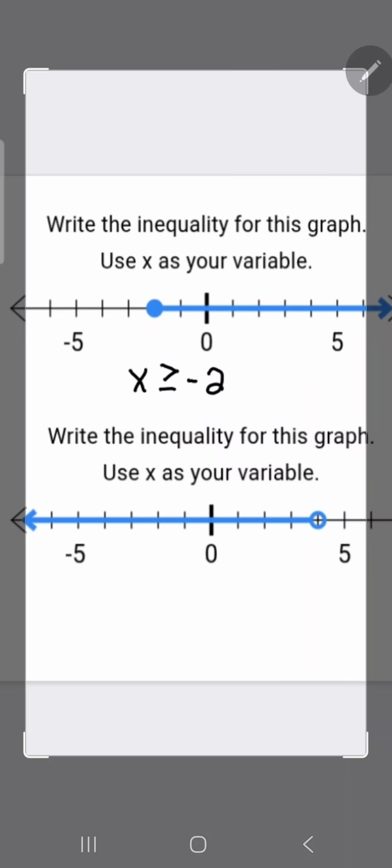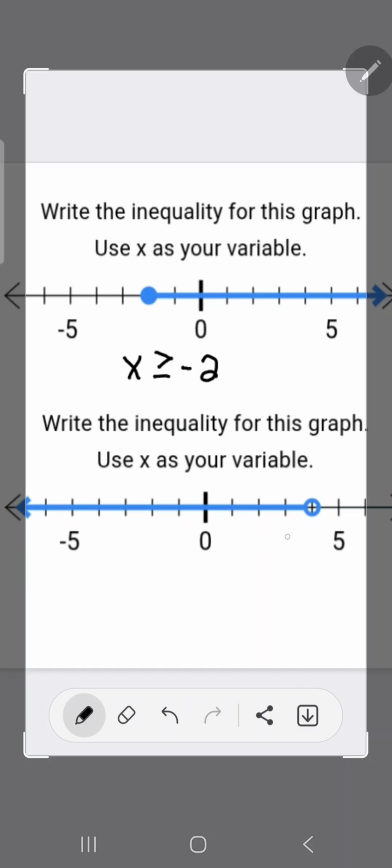The last one, the graph is going left, so point the arrow left. It starts at 1, 2, 3. The number is 4, and I'm not putting an equal sign because it's an open circle.